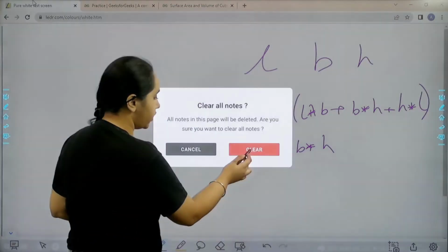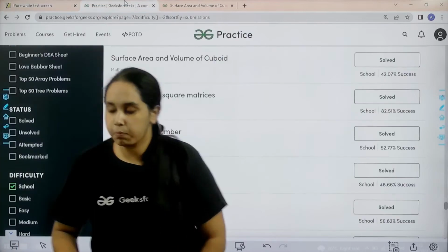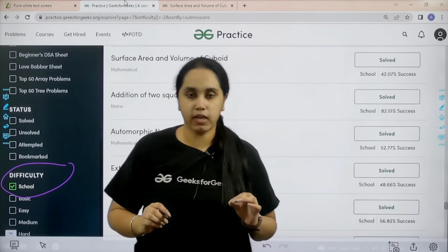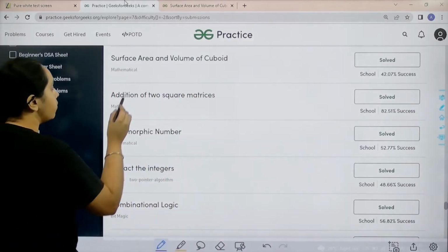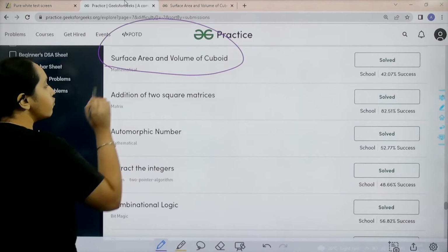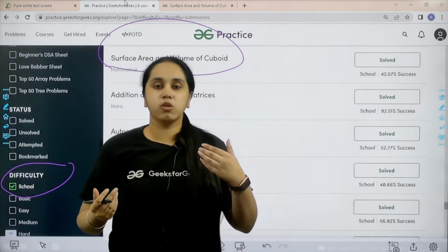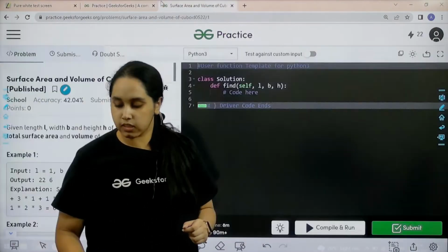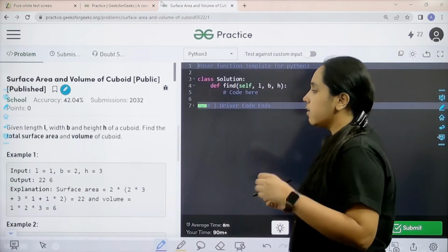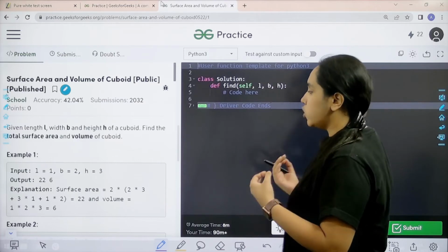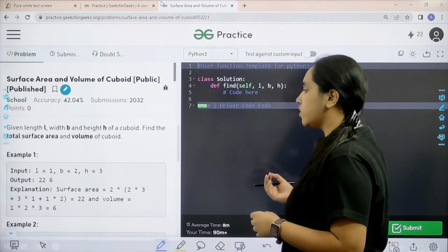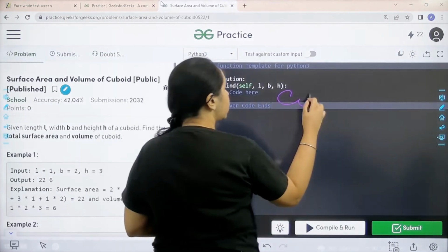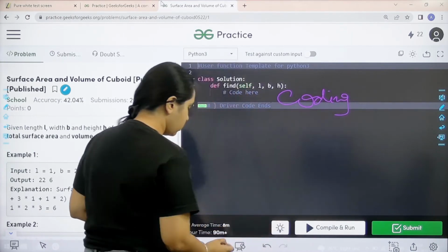Now let's solve the question. What you need to do is go to the practice portal. In the difficulty section, you need to choose school. After choosing school, find the problem surface area and volume of cuboid. Once you find the problem, click on solve. Here is the question, let's read it. Given length L, width B and height H of a cuboid, find the total surface area and volume of the cuboid. We would be coding the question over here.